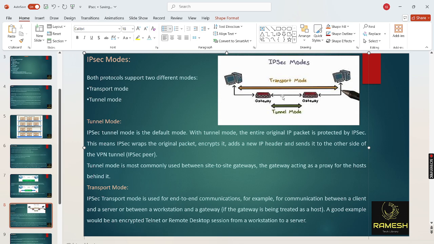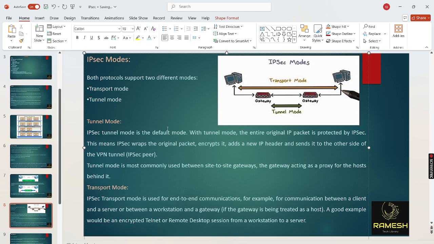L2, L3, right? So the original L3 header will be protected by the new IP header. Tunnel mode will insert a new IP header, and the original IP header will be protected by the new IP header. We can discuss more about this where we configure tunnel mode. In phase 2 we have protocols, right? There are two protocols we'll be using, and we can discuss more about that in tunnel mode and transparent mode.